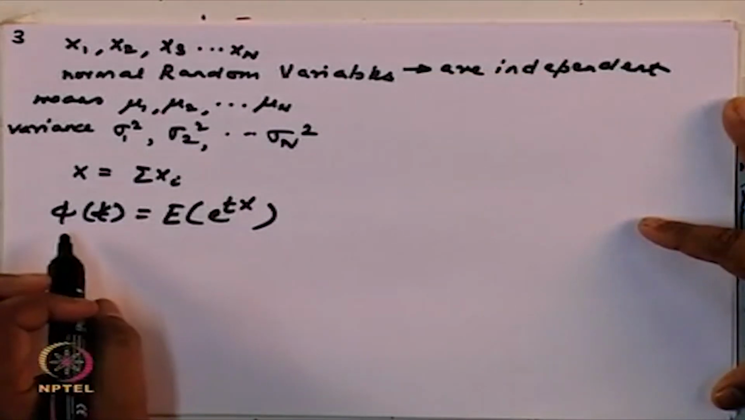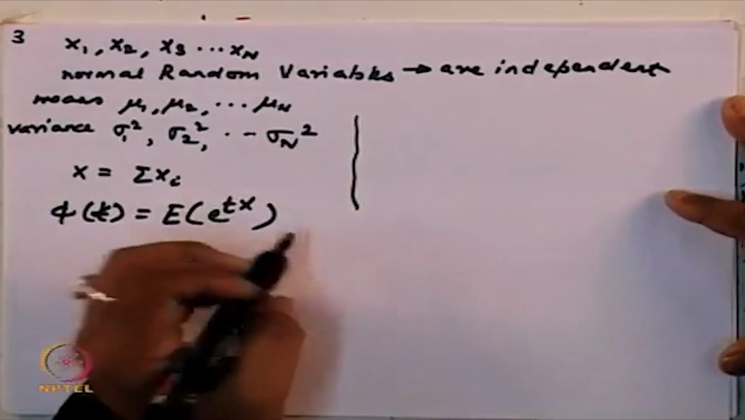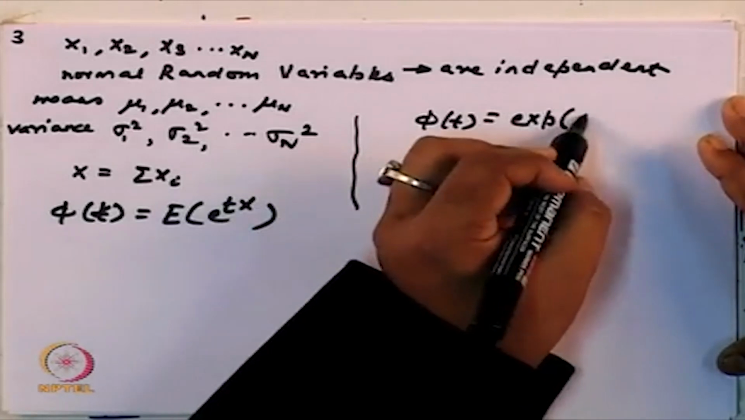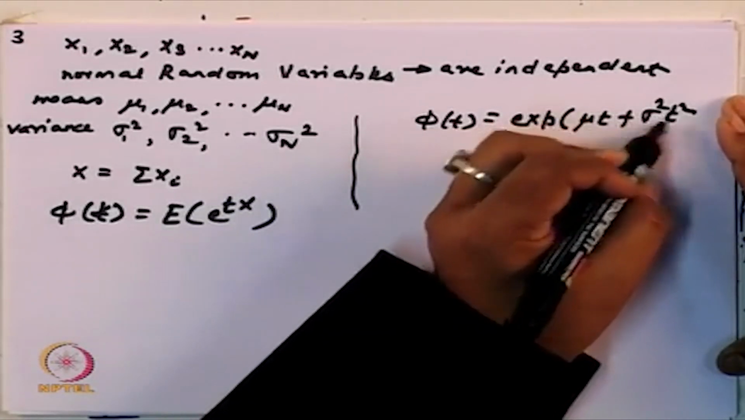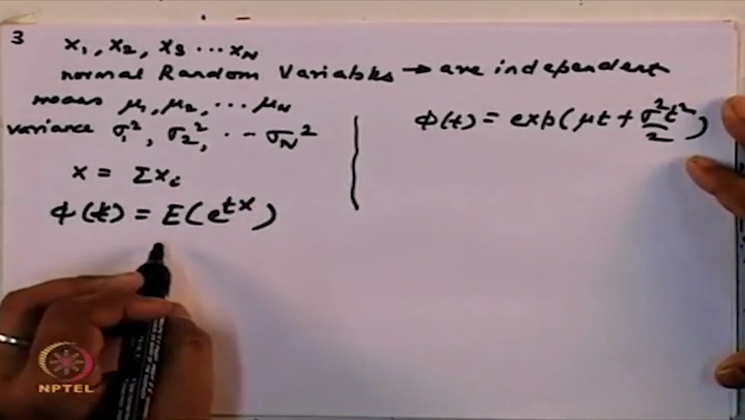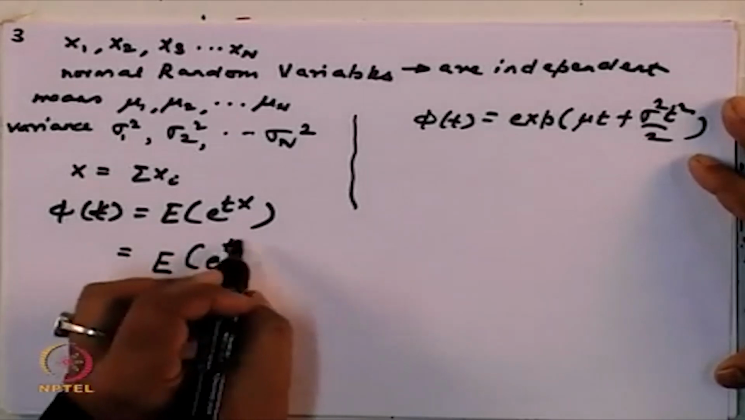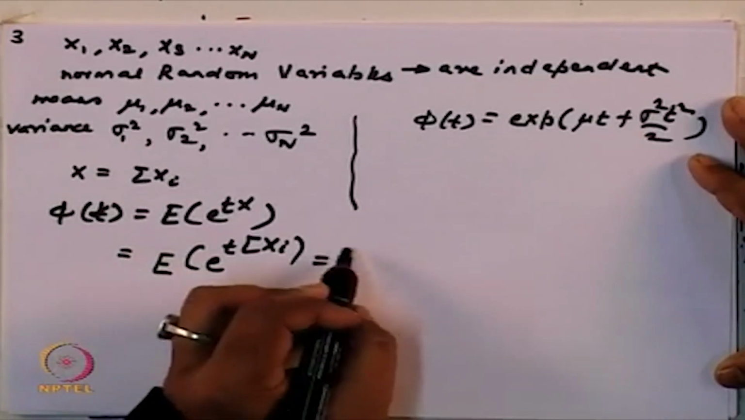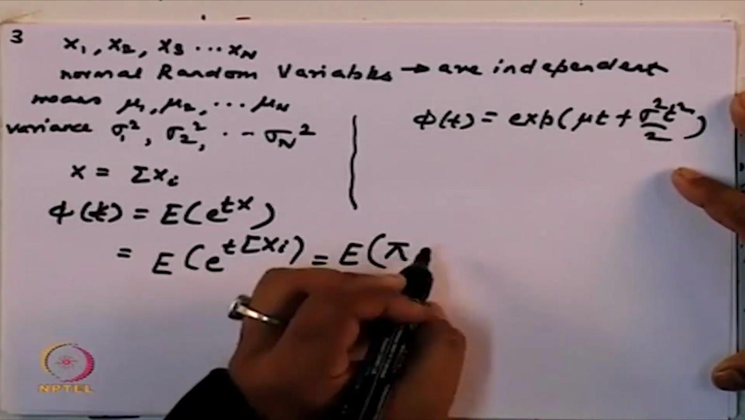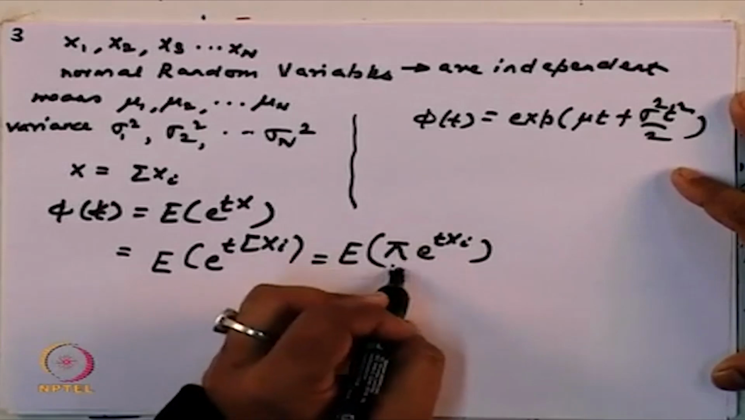So your moment generating function becomes phi of t equal to expectation of e to the power t x. In last class we had derived that the moment generating function gives you the expression exponential of mu t plus sigma square t square by 2. So this is for a single variable. For this case where x is the summation of xi, I can write e to the power t summation of xi, and that can be written as expectation of the product of e to the power t xi, where the product is over xi, i equal to 1 to n.